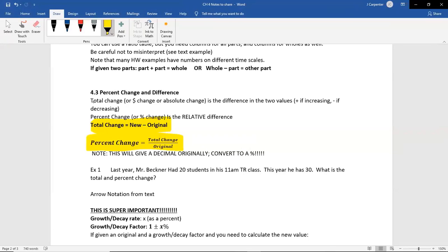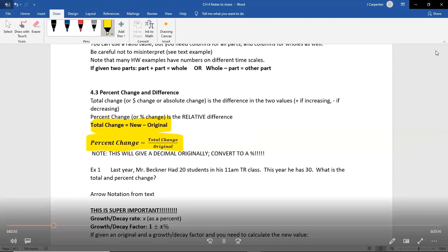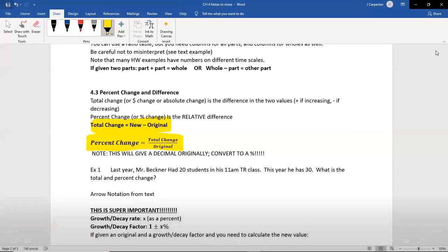So you have to be able to read the problem and understand conceptually, are you calculating a percent value? Are you calculating a percent change? Or maybe even just a total change. So total change is a difference, new minus old. It's always new minus old. You already heard me say it 50 times in the QR video, new minus old.